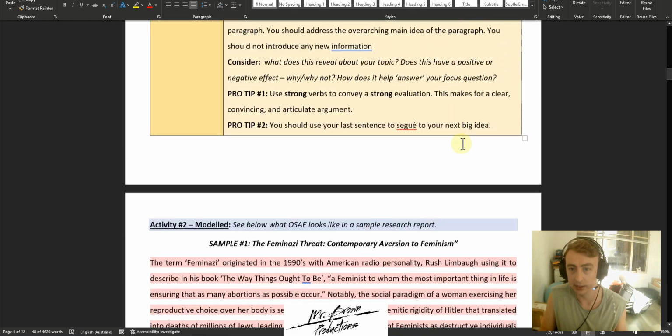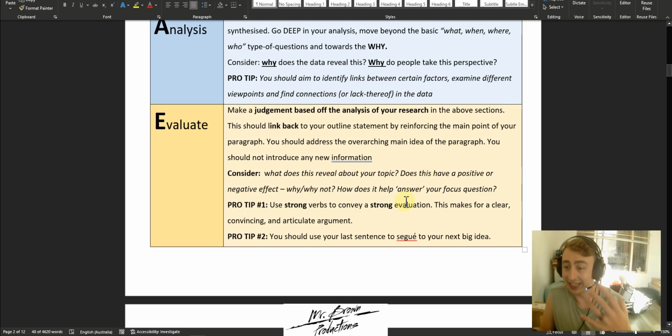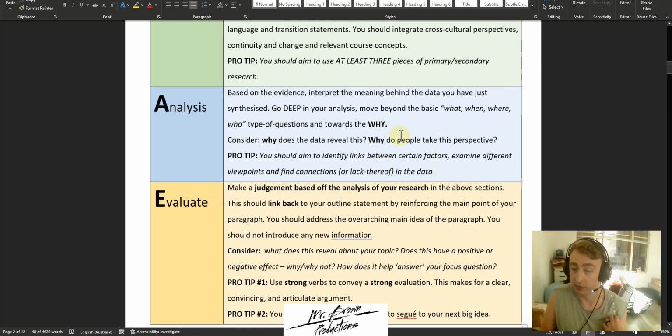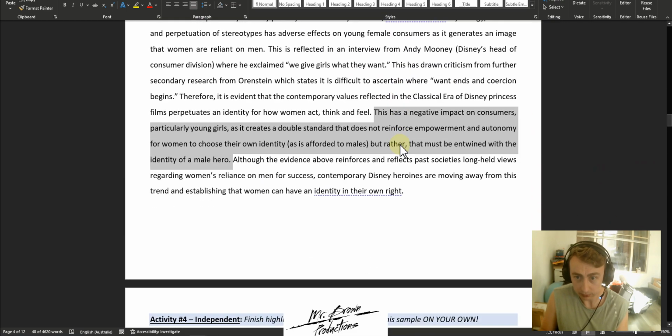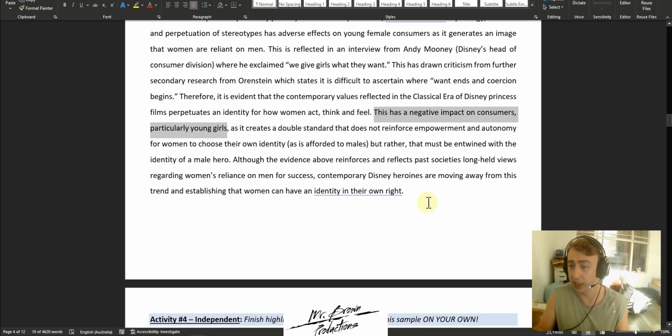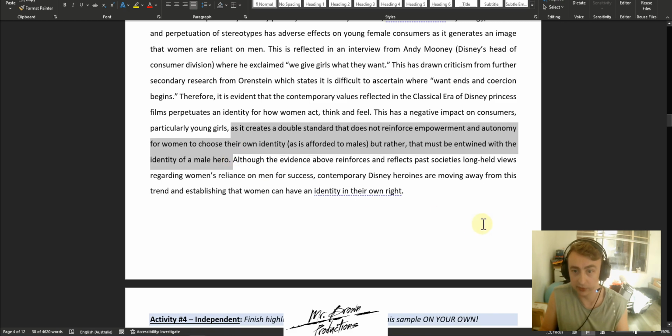So it's really clear here to the marker that they are making a judgment based off the analysis of their research that women should be reliant on men, or that Disney princesses are reliant on men. So we can see that they've made an evaluation. They've said it's bad, and they said why. What some students do is say, this has a negative impact on consumers, and then they just leave it there. And it's like, no, you've got to tell me why does it have a negative impact. It creates a double standard that does this. It reinforces for women that their fate must be entwined with the identity of a male hero.